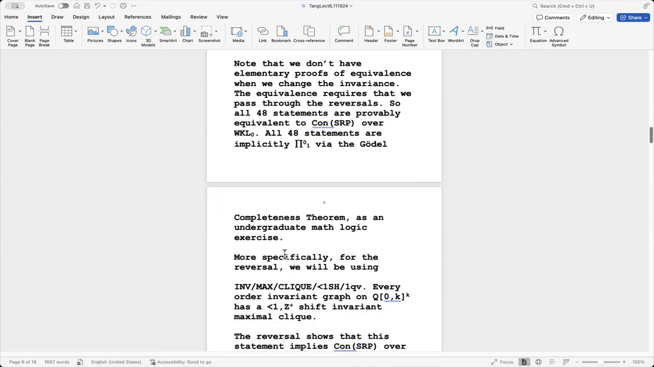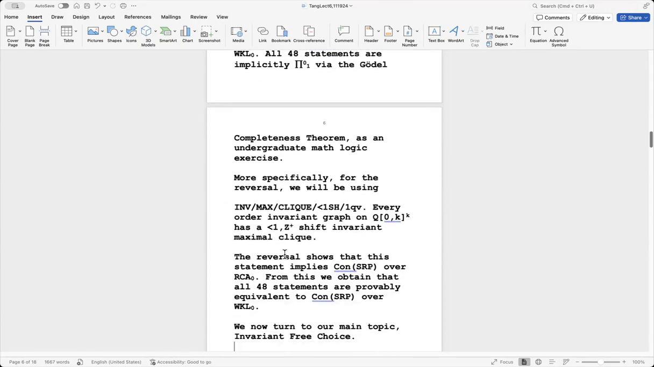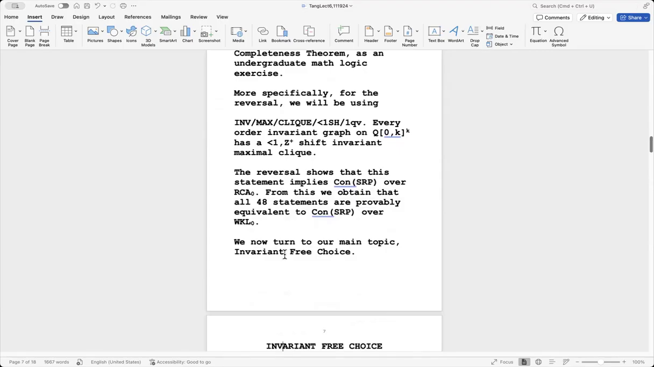Now, more specifically for the reversal, we'll actually be using this particular one of the 48. Invariant maximality clique less than 1 shift 1 QV. Every order invariant graph on Q0K to the K, see the same variable, has a less than 1 Z plus shift invariant maximal clique.